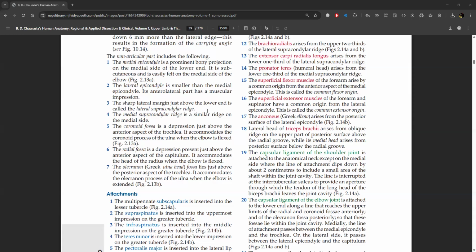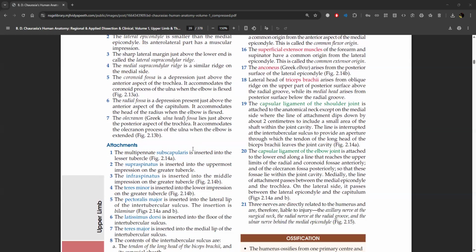Number 5. The coronoid fossa is a depression just above the anterior aspect of the trochlea. It accommodates the coronoid process of the ulna when the elbow is flexed. Number 6. The radial fossa is a depression present just above the anterior aspect of the capitulum. It accommodates the head of the radius when the elbow is flexed. Number 7. The olecranon fossa lies just above the posterior aspect of the trochlea. It accommodates the olecranon process of the ulna when the elbow is extended.